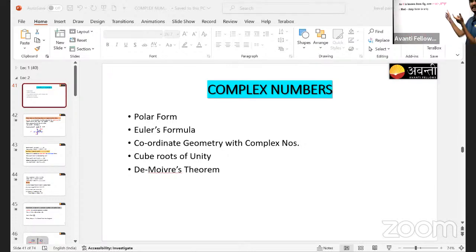Let's see the next. Theta we can find, and we can know the modulus of z. So this can be written as r cos theta plus i sin theta.